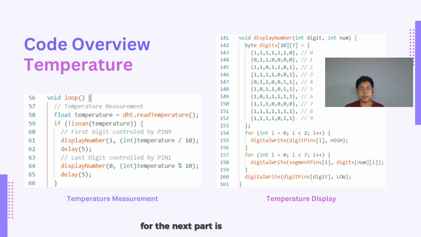For the next part, temperature. For the temperature measurement, we detect the temperature via the DHT11 and we display it in digits, which I have already explained in the multiplexing concept.